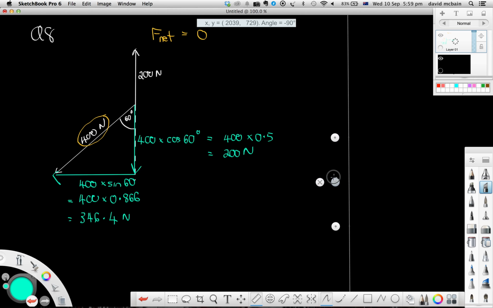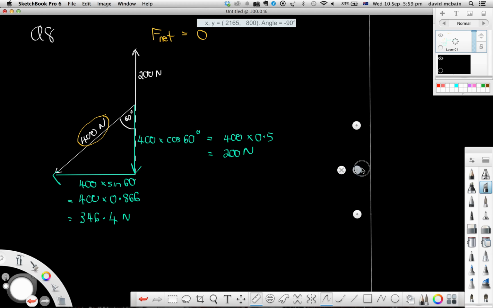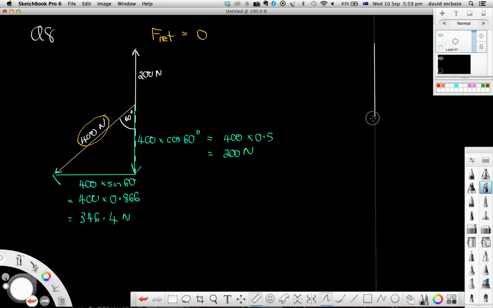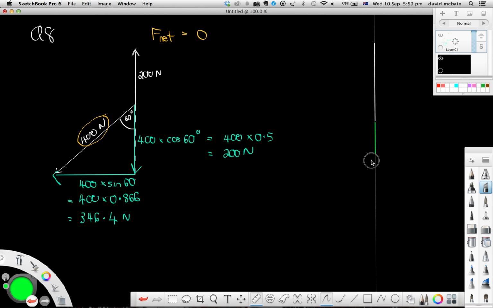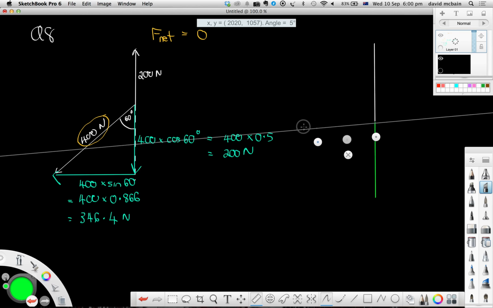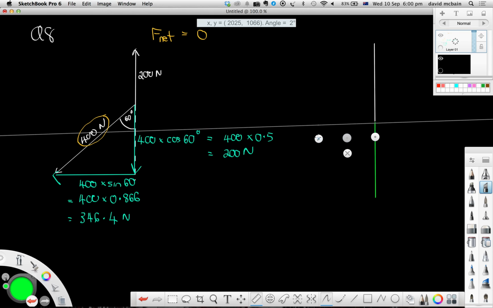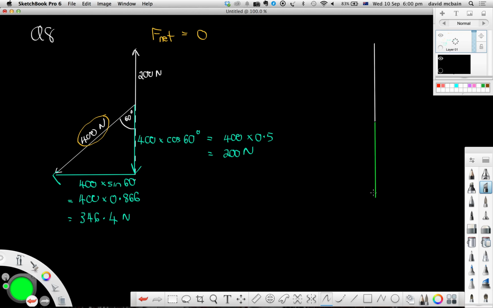So now we can redraw our problem showing the actual components. So we've got a 200 Newton force acting that direction. I've got a 200 Newton force acting down in that direction. Actually, I'll just draw those in first. So that's 200 down. That's 200 up.